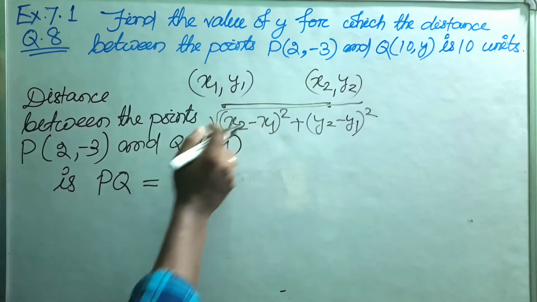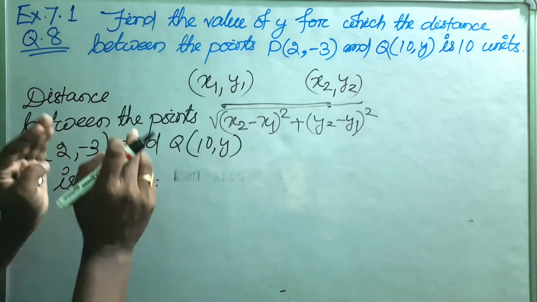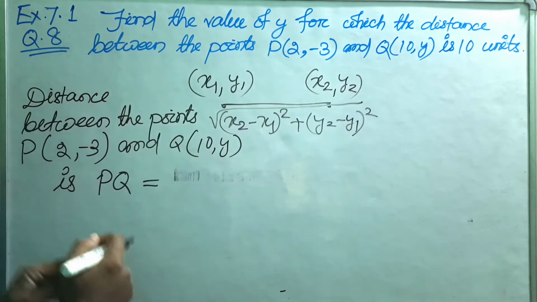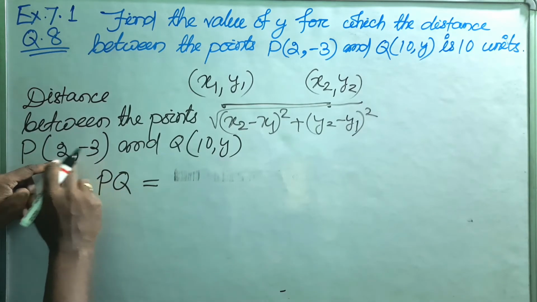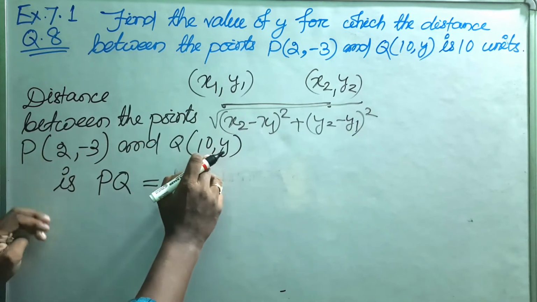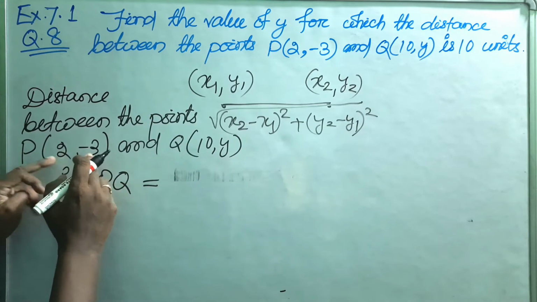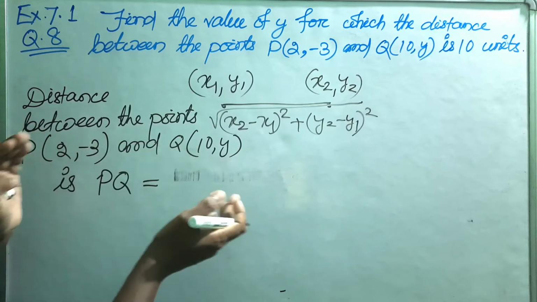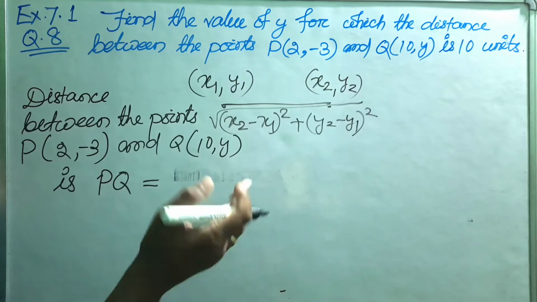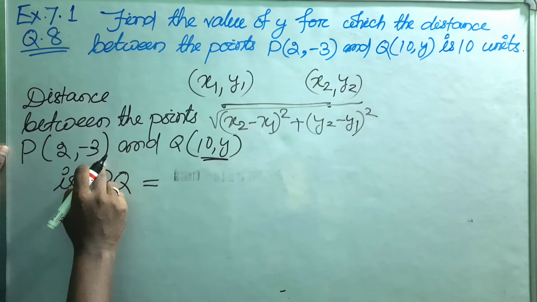Now PQ will be how much? Apply this formula. Now the question arises in your mind, which one we should take as (x1, y1) and which one to take as (x2, y2). Here you can take this coordinate as (x1, y1) and this coordinate as (x2, y2), or you may also take (10, y) as (x1, y1) and this one as (x2, y2). There is no problem at all in which one you take. Any one you can take as (x1, y1) and the other one as (x2, y2). Here I am taking this one as (x2, y2) and this one as (x1, y1).